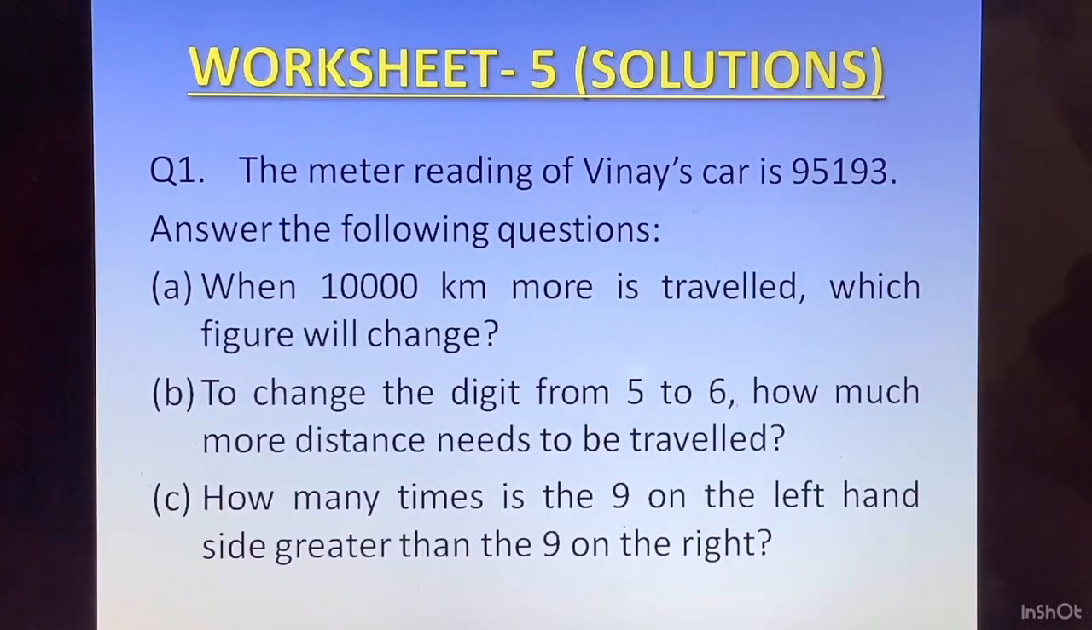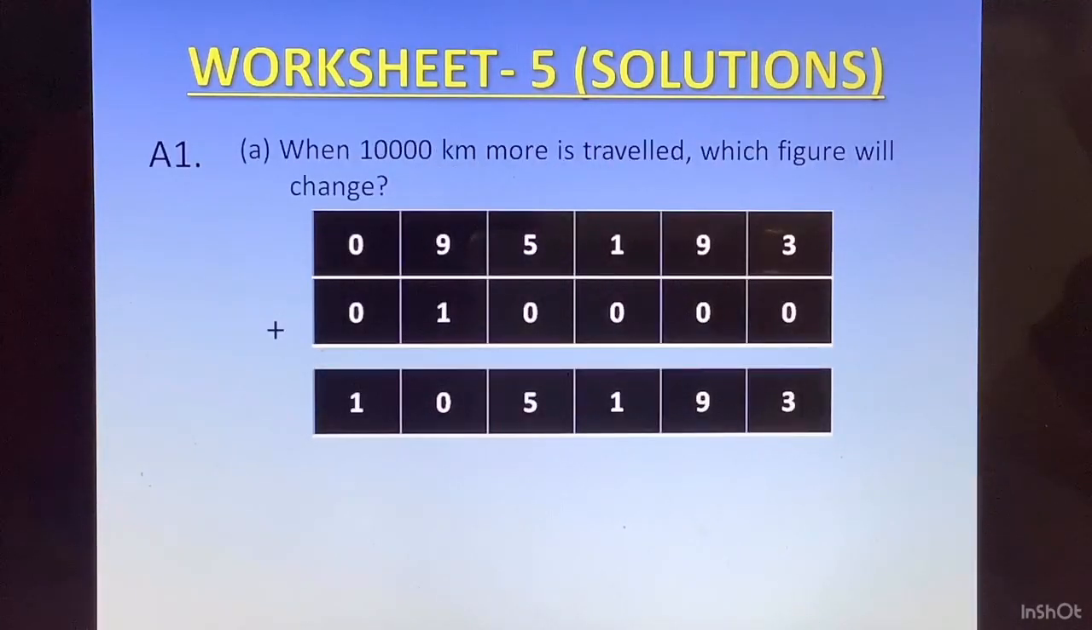Question number 1. The meter reading of Vinay's car is 95193. Answer the following questions. A part. When 10,000 kilometers more is travelled, which figure will change? So, first here we will add 10,000 to the meter reading, which is 95193. When we add 10,000, we get 105193. So, you look closely at the meter reading and what number we have got now.